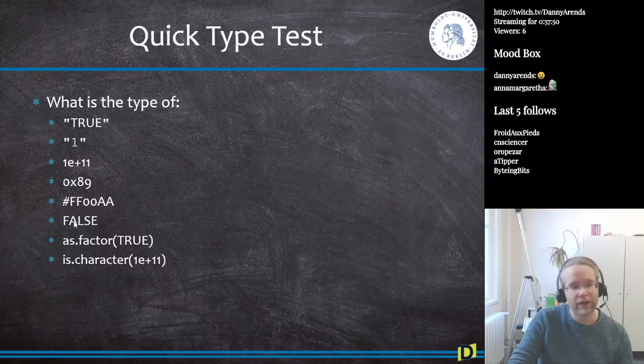This is a logical vector. As factor true turns this logical value into a factor value, right? We force it to be a factor. So this is a factor. The is character function tests if the thing that you throw in is a character value. So is character 1 times 10 to the power 11? No, this is not a character. So the answer of this is false. But the type of false is logical. So the is functions, is dot something, always return a logical value.